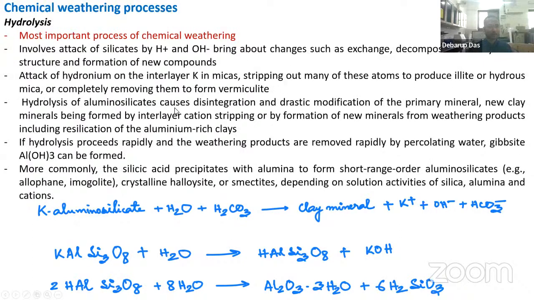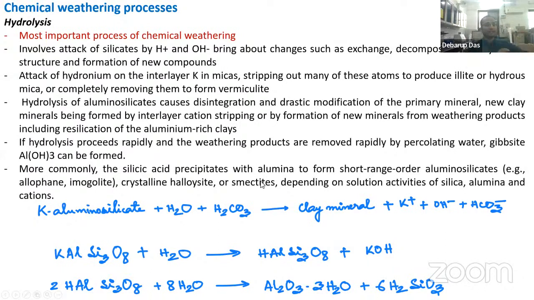This is one of the hydrolysis reactions. Hydrolysis of aluminum silicates causes disintegration and drastic modification of the aluminosilicate minerals, formed by interlayer cation stripping or by the formation of new minerals, weathering products including resilication of aluminum-rich clays. If hydrolysis proceeds rapidly and the weathering products are removed rapidly by percolation, gibbsite can be formed. More commonly, the silicic acid precipitates with alumina to form short-range order aluminum silicates, crystalline halloysite, depending on solution activities of silica, alumina, and cations.